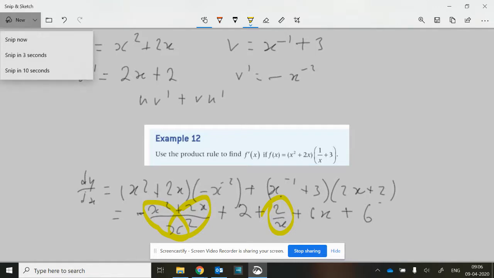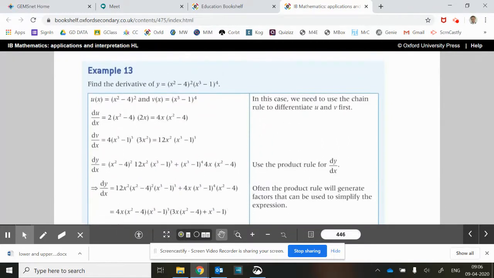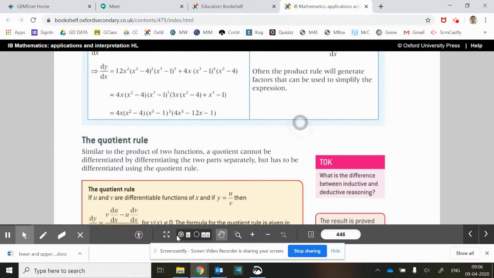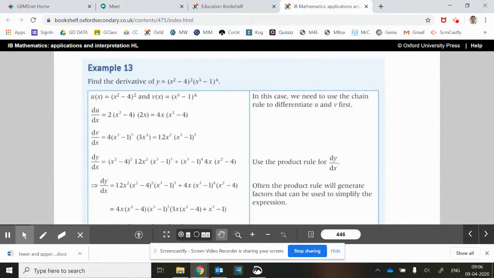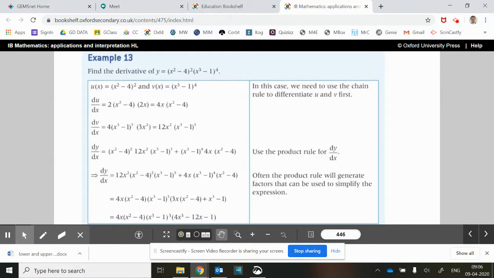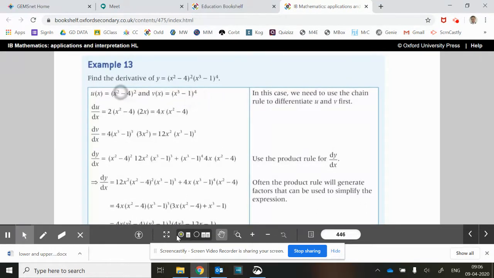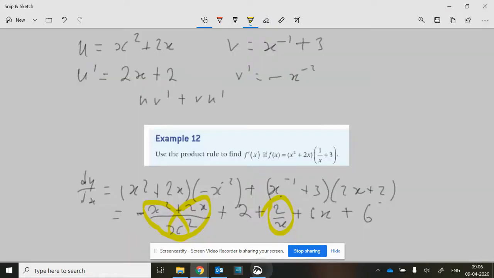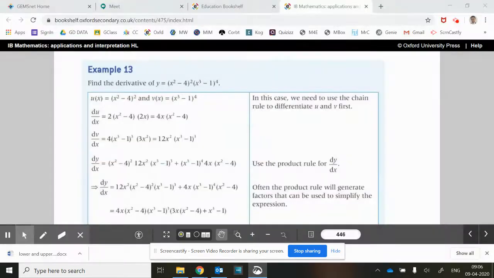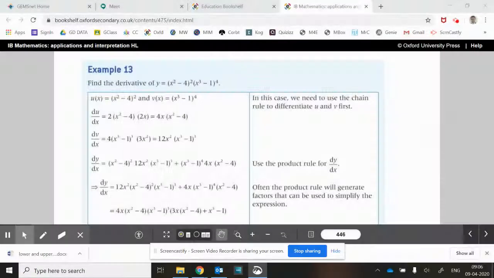Okay, so let's just take it on a bit further because there's another question coming up here. So let's have a look at example 13 before, and the next video I'm going on to the quotient. So example 13 next. Okay, and I think example 13 is going to need to use the chain rule in one or both of these as well. So let's snip this one. Now you might want to stop at this stage and have a go at this one yourself.